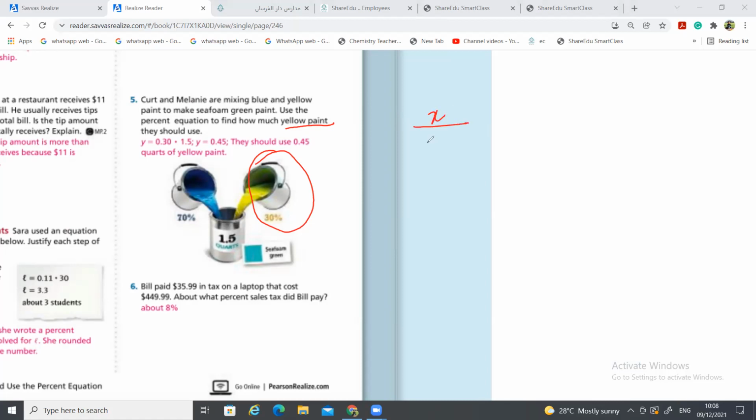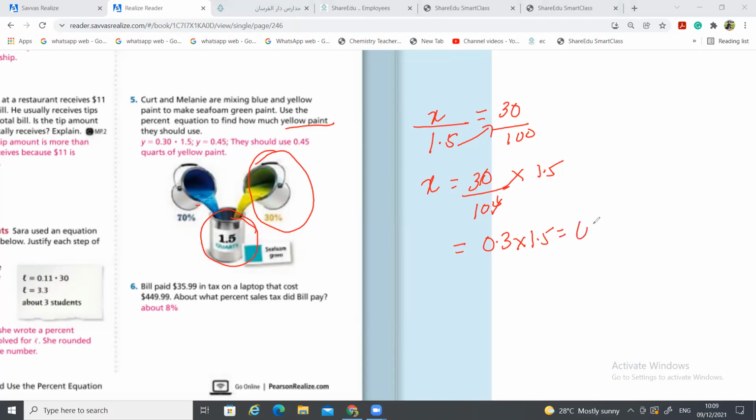I don't know X, total, how much is it? 1.5. In 1.5, 30% is? Because this is the whole thing mixed. They mix blue and yellow together. From here, how much is the yellow they're asking you? So 30 over 100. I want to find X, so I will just put 30. Yalla, do with the calculator. 0.3 multiplied by 1.5. What is it? 0.45. Girls, you can even directly do this all with calculator if you are confused, okay?